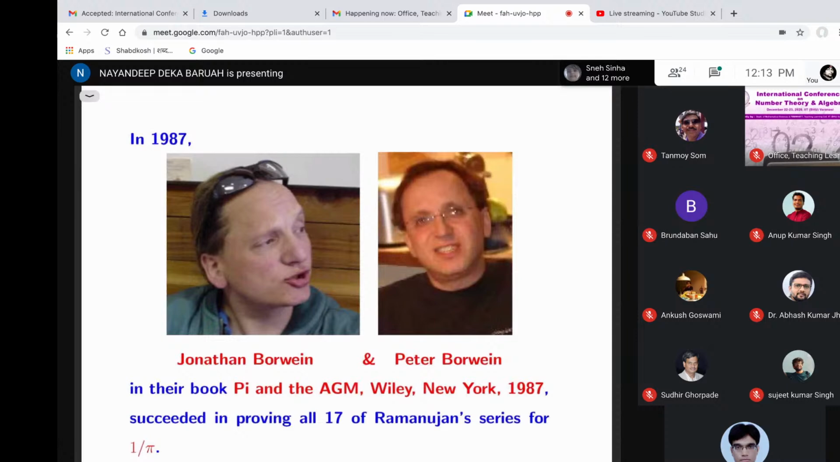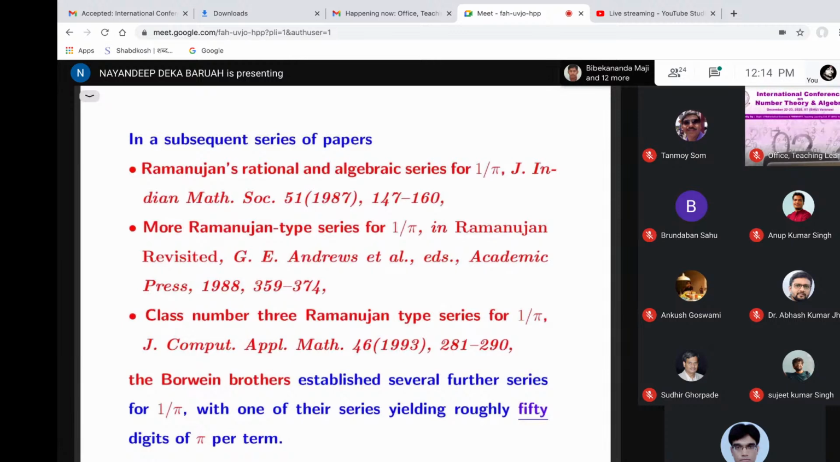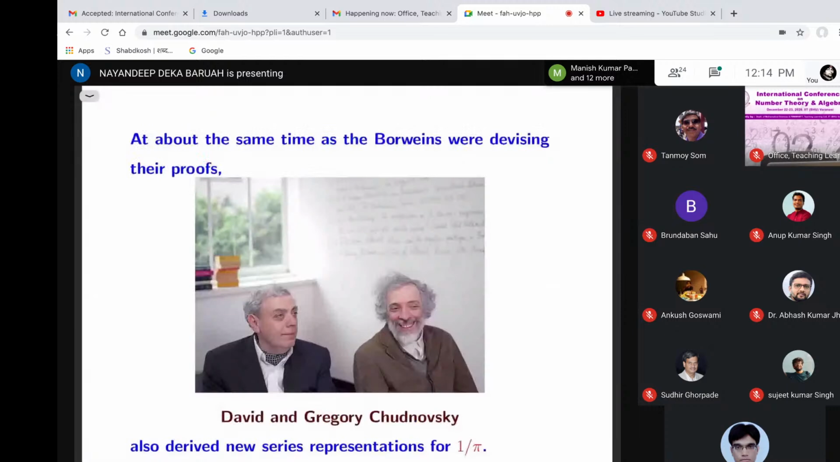So therefore, many more series were developed by the Borweins. And at about the same time as the Borweins were devising their proofs, another two brothers, from Russia but now in America, David and Gregory Chudnovsky, also derived new series representations for 1 over pi by using complex multiplication theory. In particular, the Chudnovskys used their series.